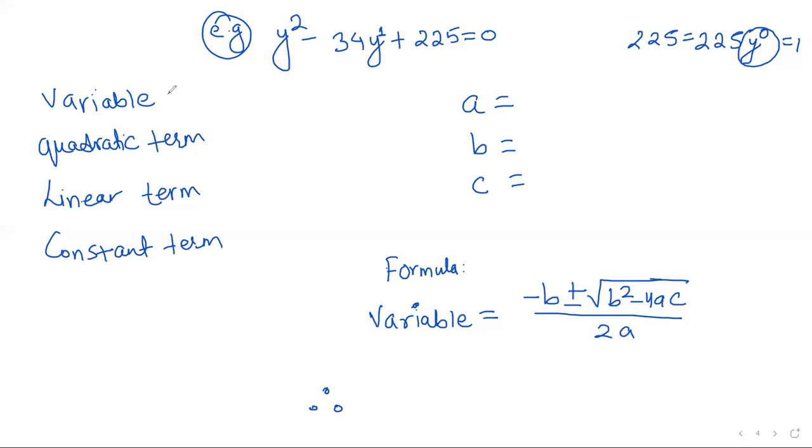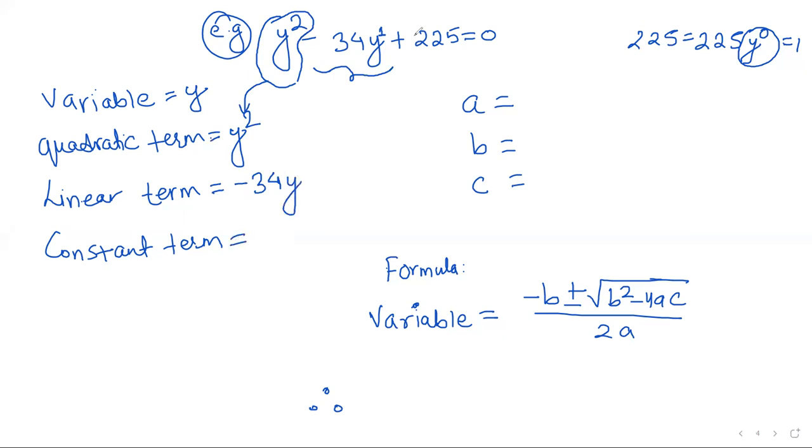So in this case, let's identify things. The variable is y. We just identified that. Now, the quadratic term is the entire term that contains degree 2. So in this case, this y squared is our quadratic term. Now your linear term is this entire thing. Linear is where the variable has power 1. And do not forget the sign. So negative 34y. And then the constant term is the last one, which does not have any variable. So in this case, this is 225.